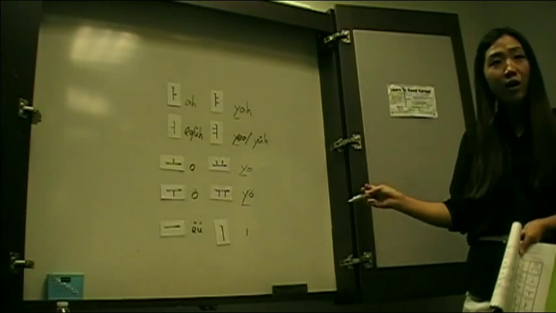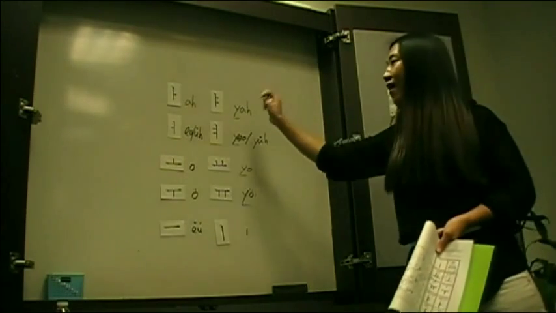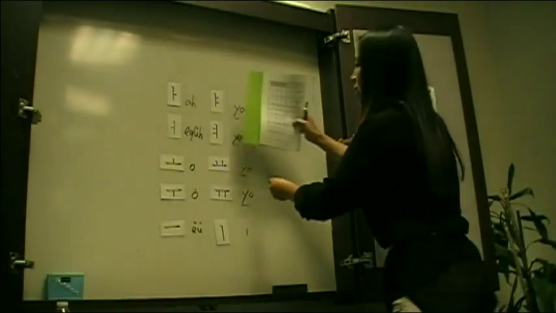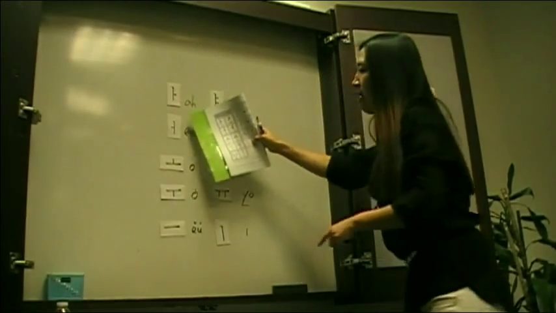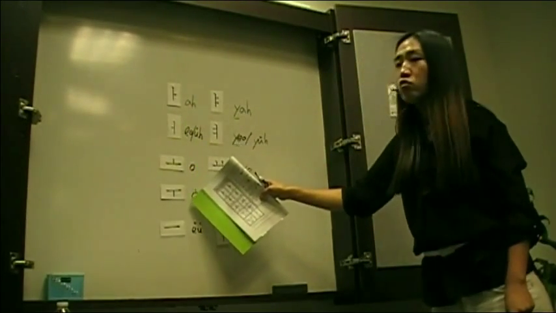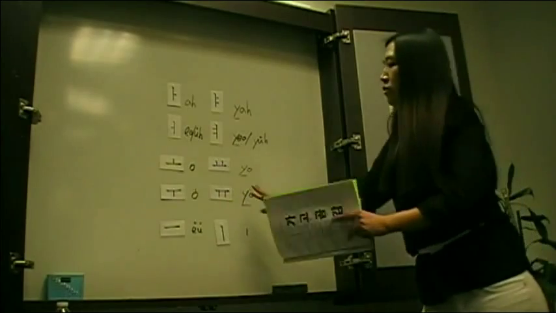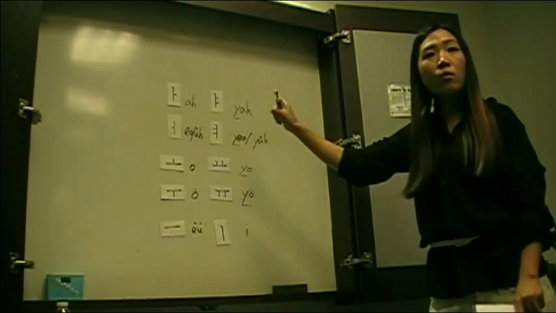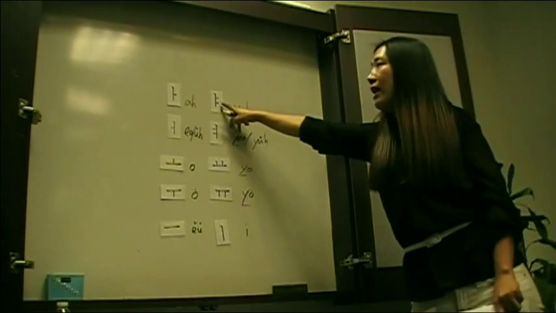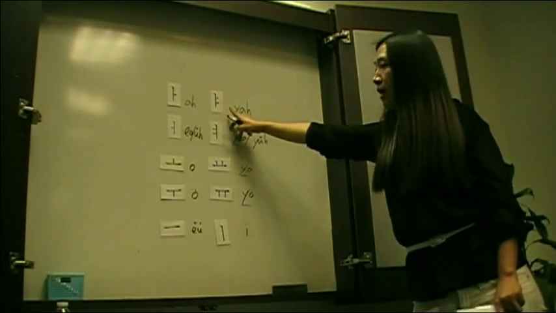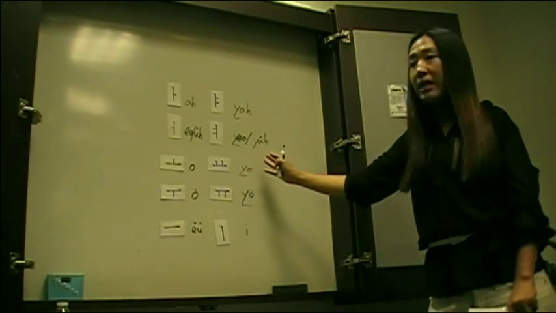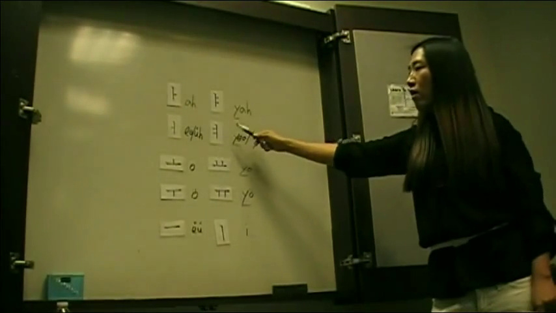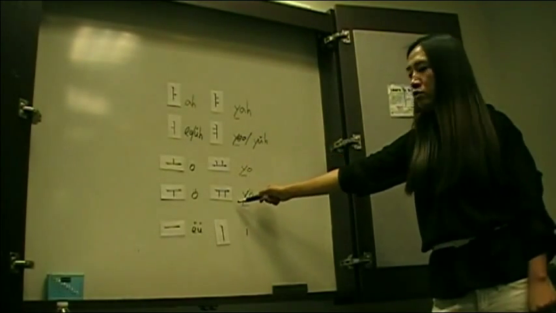So if it's hard for you to memorize all this individually, just think about this part: a, o, o, u. And then you just add one more line on the bottom, or on the right side. And then it makes another sound: ya, yo, yo, you. Right.